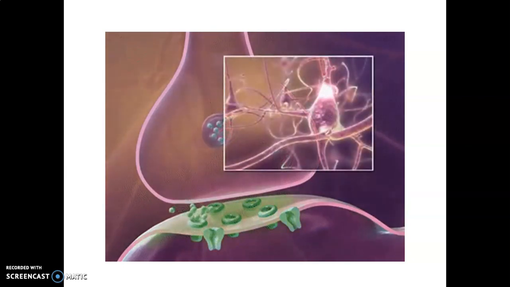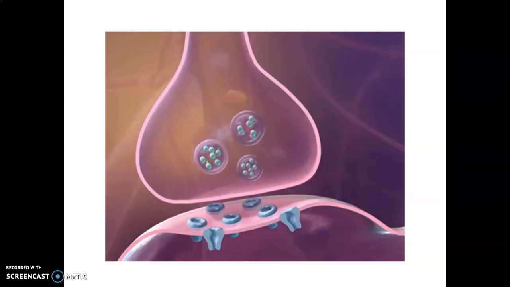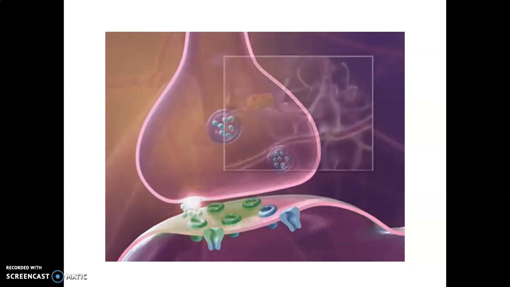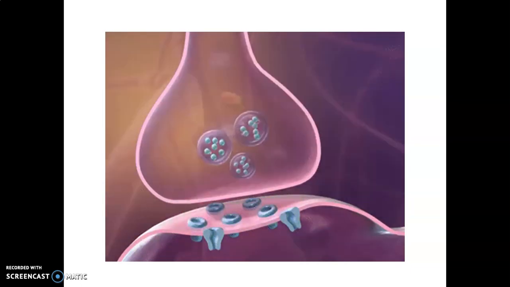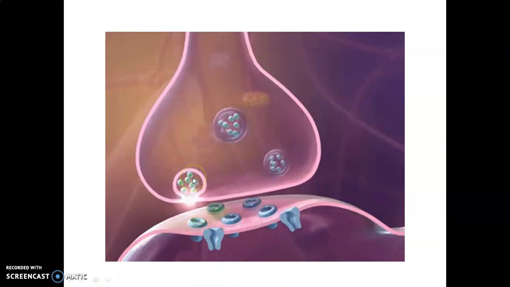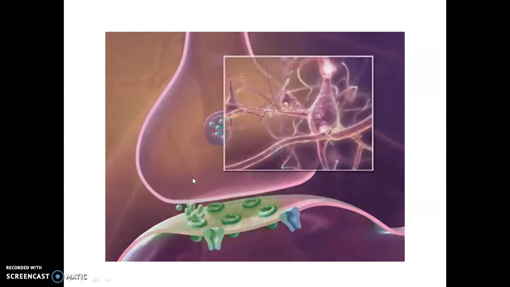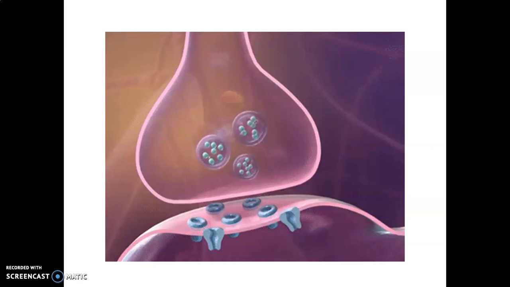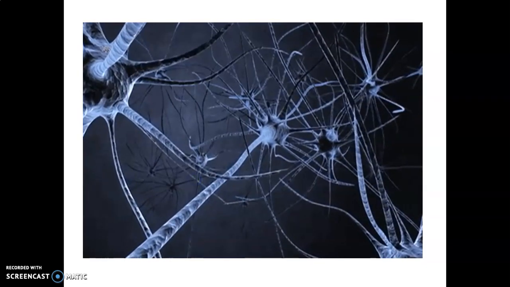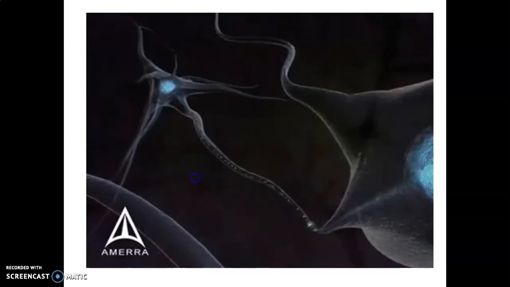Now we are discussing the chemical synapse. The membranes of presynaptic and postsynaptic neurons are separated by a fluid filled space, the synaptic cleft, that we already discussed. Chemicals called neurotransmitters, so these are the neurotransmitters, are involved in the transmission of impulses at these synapses. The axon terminals contain vesicles filled with these neurotransmitters.